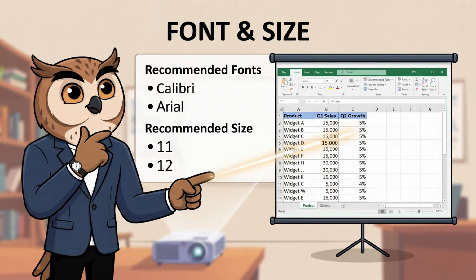Start with a clean and readable font. Calibri and Arial are excellent choices for most Excel worksheets, and font sizes 11 or 12 provide a professional appearance. Keep your formatting consistent throughout the file, so every worksheet follows the same style. Consistency makes your data easier to read and gives your workbook a polished look.